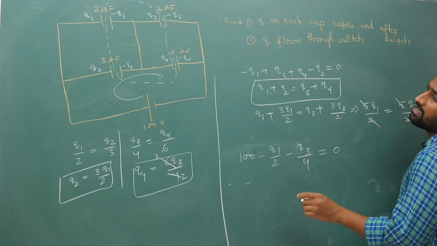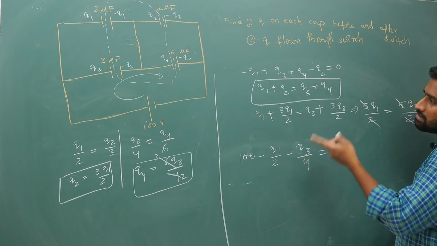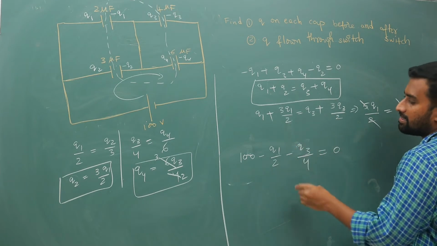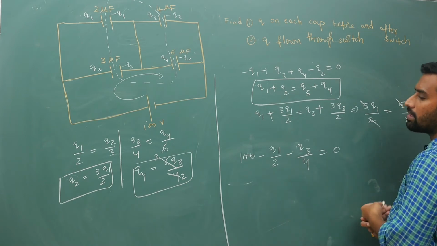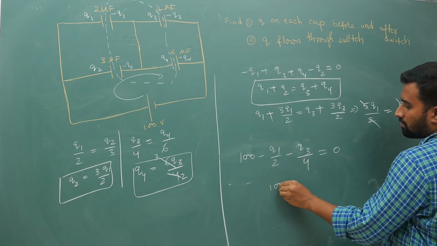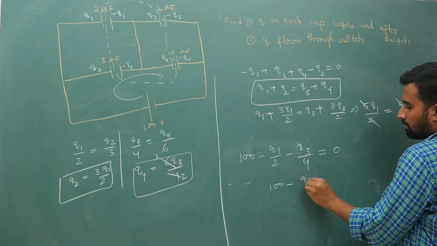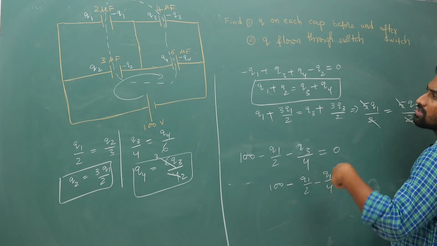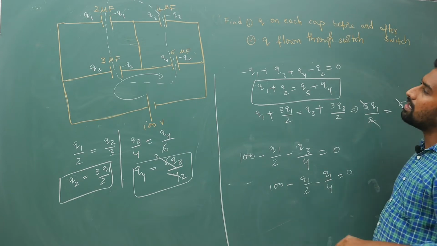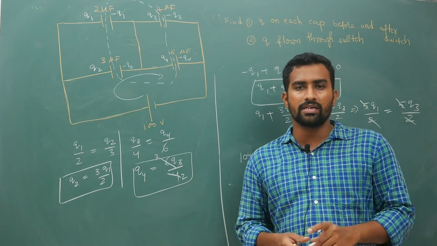Okay. So the entire calculation went bad here because you got perfect numbers. I will change it now and I will show one more method. So now you can calculate it. That will give you 100 minus q1 by 2 minus q1 by 4 is equal to 0. So same value, previously how much you got, after closing the switch also you are going to get the same value.